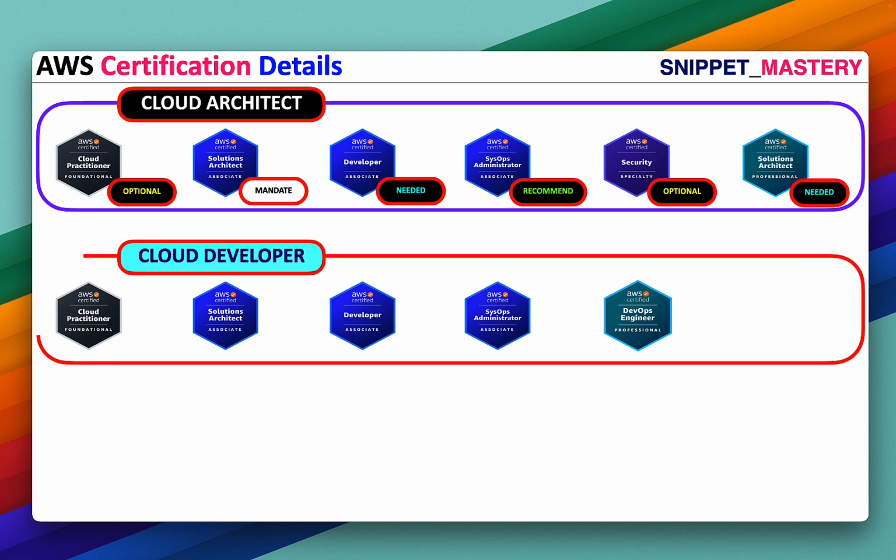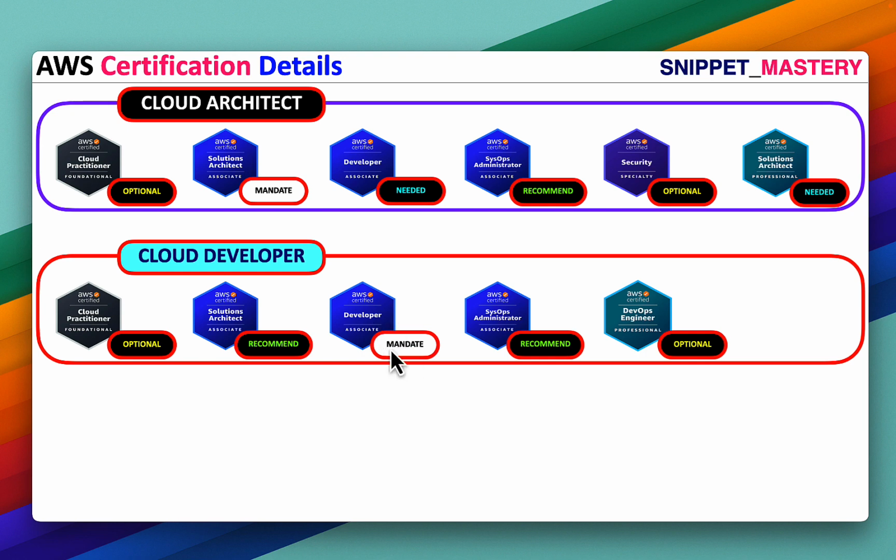If you're a cloud developer, then you look out for taking up a mandate certification on developer associate, and then you have architect as recommended, SysOps administrator as recommended, and DevOps engineer professional, and cloud practitioner becomes optional here. The mandate for holding a cloud developer tag is AWS certified developer associate, and then you can go for the recommended options as well.